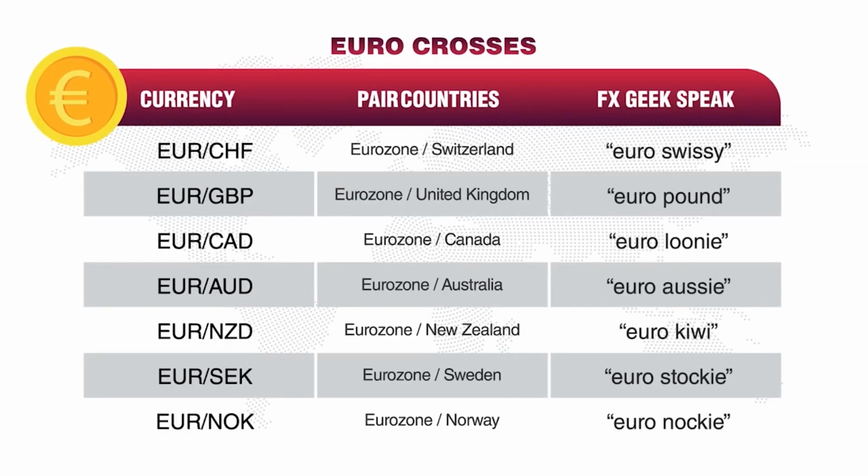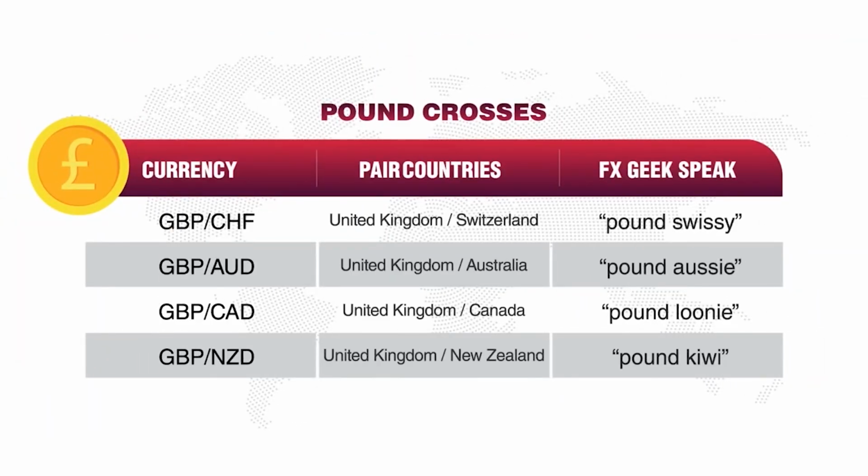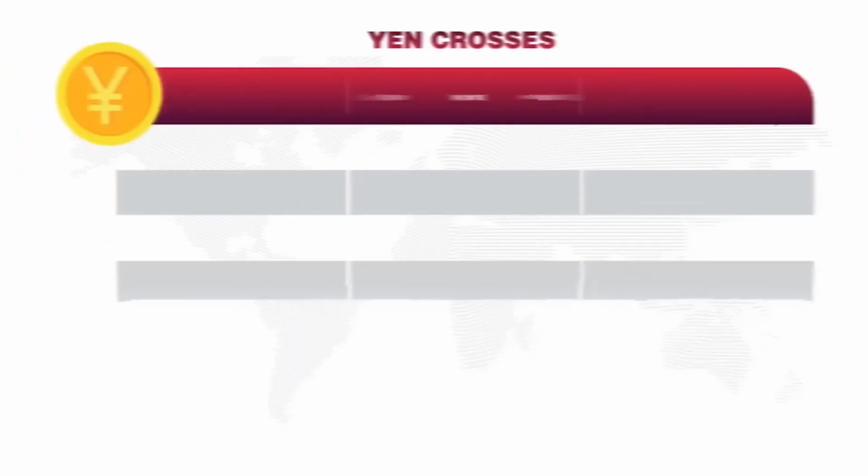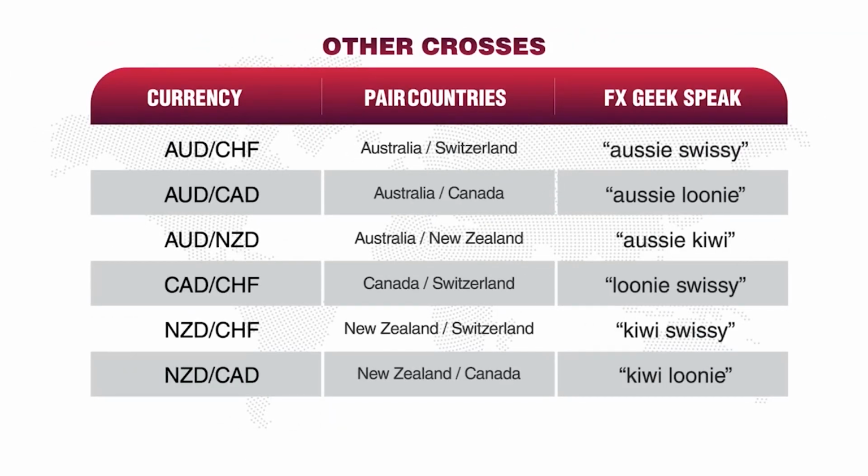Cross-currency pairs. Cross-currency pairs are called currency pairs that do not include the US dollar. The most important crosses are those currency pairs that have the currencies of the euro, pound, or yen on one side. These include euro crosses, yen crosses, pound crosses, and other crosses.